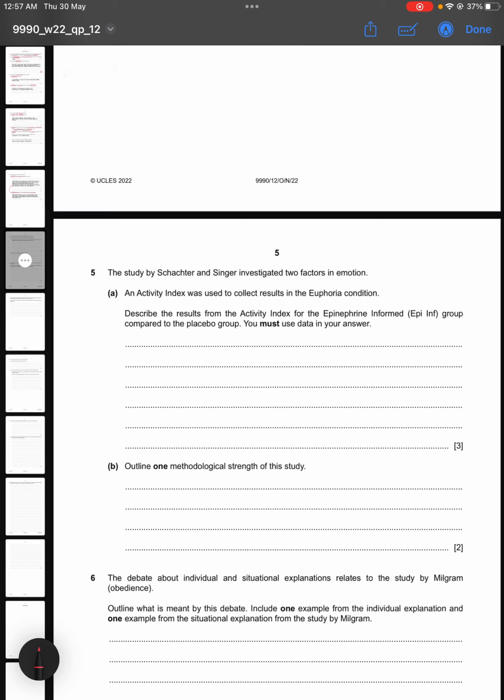And then question number 5 says, the study by Schachter and Singer investigated 2 factors in emotion. An activity index was used to collect results in the euphoria condition. Describe the results from the activity index for the epinephrine informed group compared to the placebo group. You must use data in your answer.